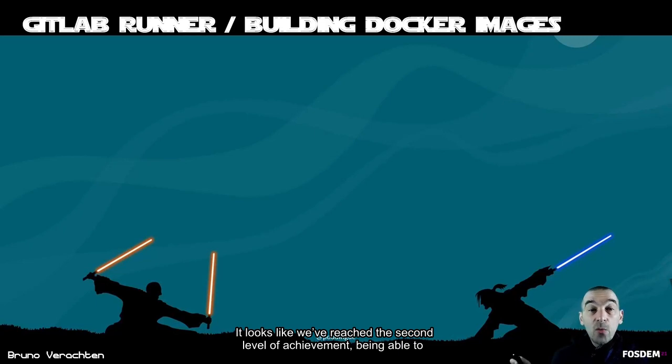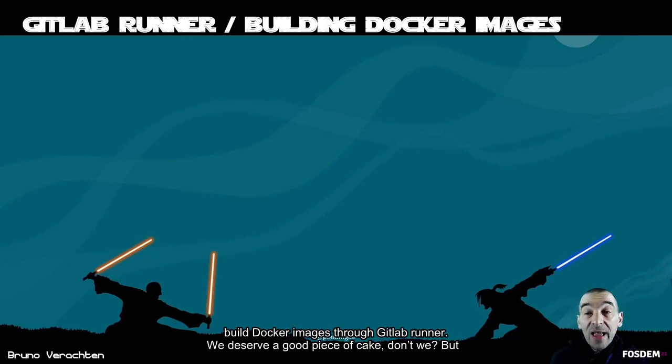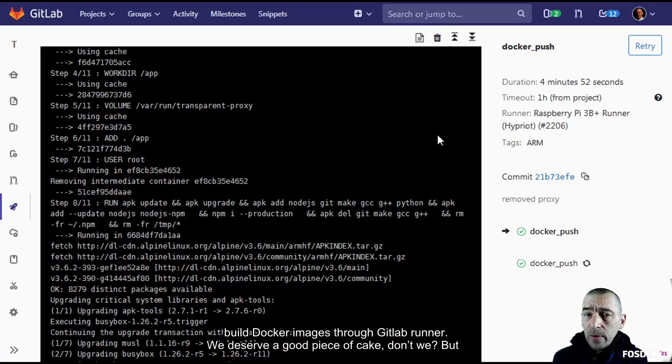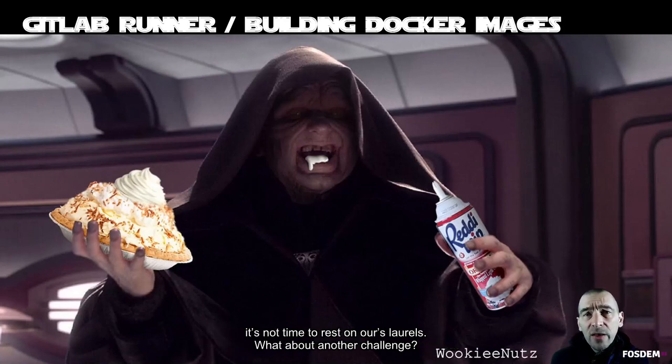So, it looks like we've reached a second level of achievement, being able to build Docker images thanks to GitLab Runner. We deserve now a good piece of cake, don't we? But it's not time to rest on our laurels.